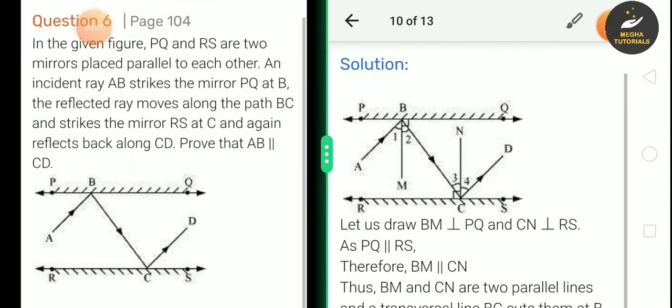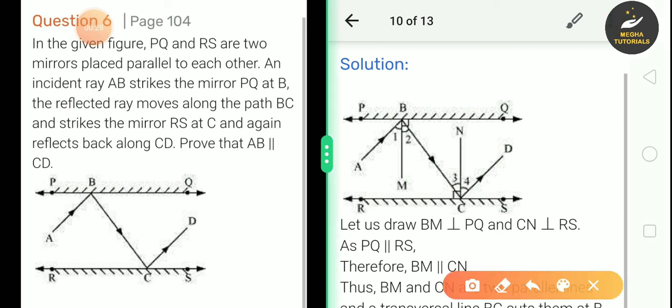Question 6. In the given figure, PQ and RS are two mirrors placed parallel to each other. An incident ray AB strikes the mirror PQ at B. The reflected ray moves along the path BC and strikes the mirror RS at C and again reflects back along CD. Prove that AB is parallel to CD. So basically it is given that PQ is parallel to RS and we have to prove that AB is parallel to CD.